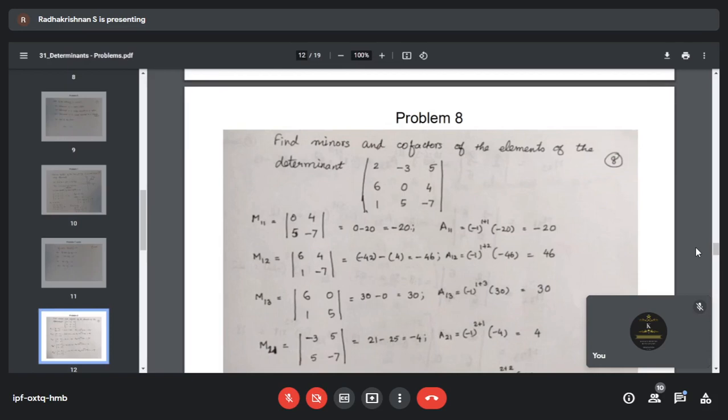It is -3 into -7 minus 5 into 5. Yeah. So if you take out second row and first column, what will remain? -3, 5, 5 minus 7. That's what will remain. So the value is 4 down. Minor is -4 and cofactor is +4.